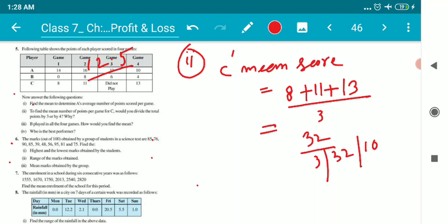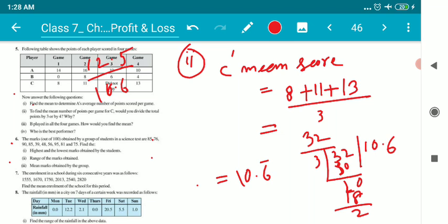3 10s are 30, because 3 11s are 33. I cannot take 2, so I'll put a point and get a 0. 3 6s are 18. Again 2, it will be continued. So it is 10.6 bar. Bar means this digit 6 will be repeated. So the mean score of C is 10.6 bar. Okay, children, understood?